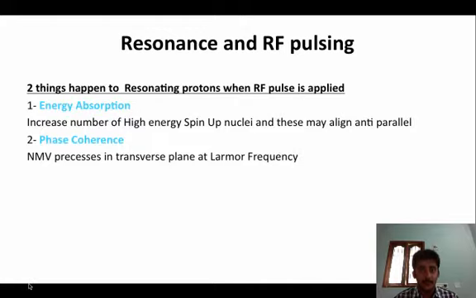And what does this radio frequency do? It will simply push 50% of protons from low energy to high energy, such that the net magnetic moment is not longitudinal but transverse. This requires some energy, which is supplied by the radio frequency pulse. That energy is absorbed by the protons to change their spin from low energy to the direction of high energy. And what is this phase coherence?